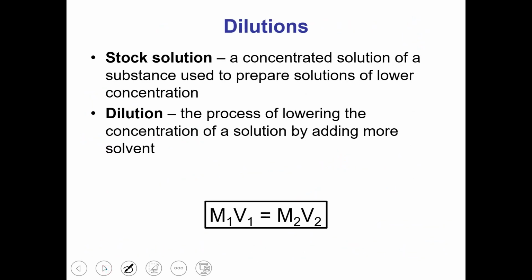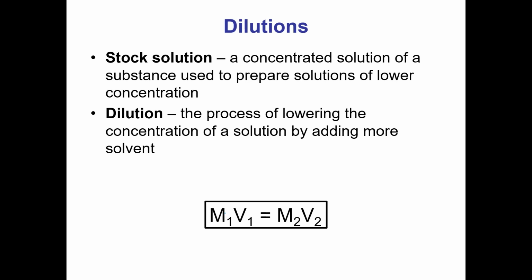Now, what if you already have a solution, but it's more concentrated than what you need? Well, what you can do is you can take your stock solution, and stock solution is the concentrated solution that you're going to use to make your solution of lower concentration. So you can think of the stock solution as the solution that you started with. And we're going to perform a dilution, which means that we're going to add some of the solvent to lower the concentration. So there's an equation that we can use for a dilution.